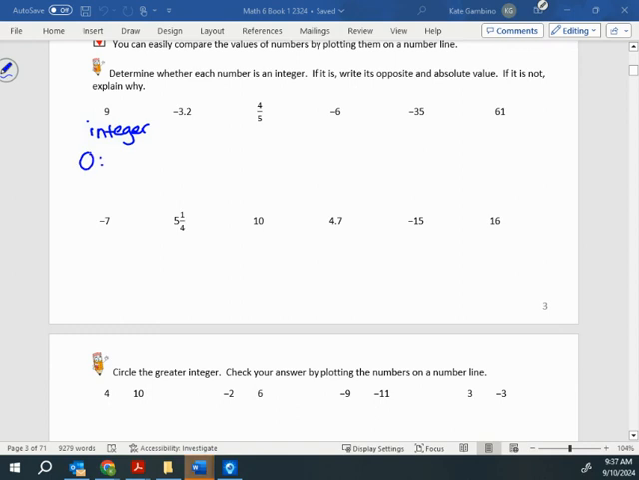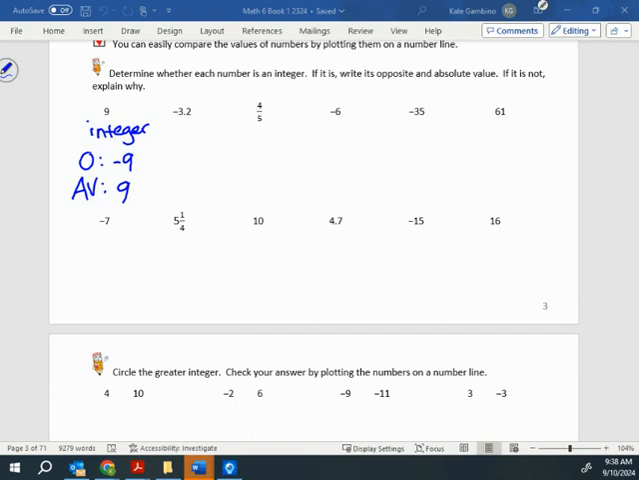Then we need to decide what its opposite is and what its absolute value is. So if we have 9, what would its opposite be? -9. They are both 9 hops away from 0. What is its absolute value? 9. Absolute value is always going to be positive. 9 hops away from 0.